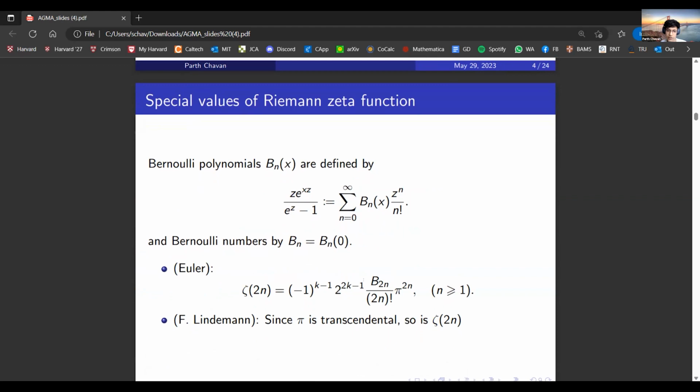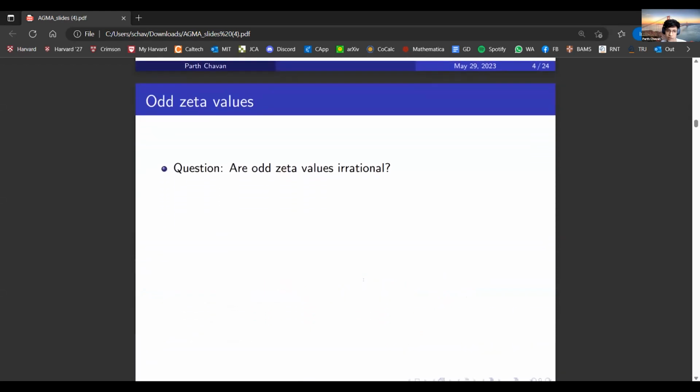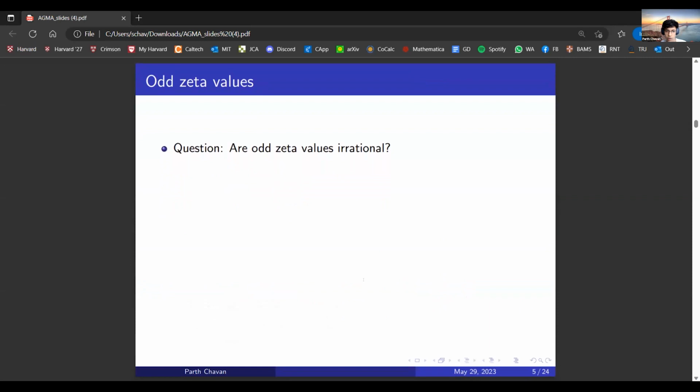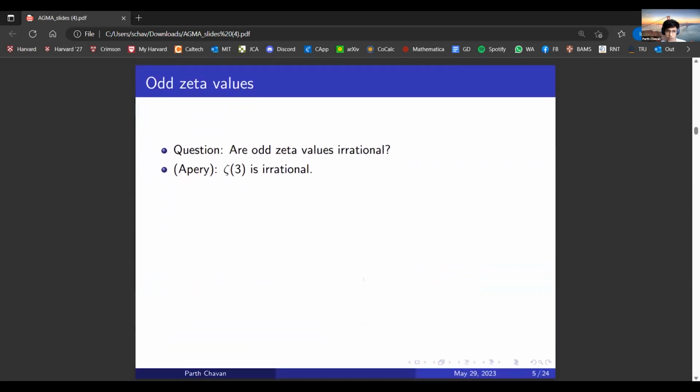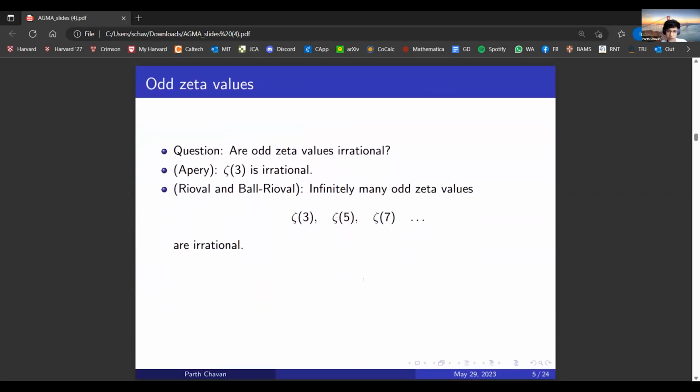This naturally raises the question of whether odd zeta values are irrational. However, the only known result about this is the result by Apéry, who proved that zeta of 3 is irrational. Apart from this, Rivoal and Ball-Rivoal also proved that infinitely many odd zeta values among the set zeta of 3, zeta of 5, zeta of 7, and so on are irrational. Well, this isn't a very strong result, but it still is one of the best results concerning the irrationality of odd zeta values.